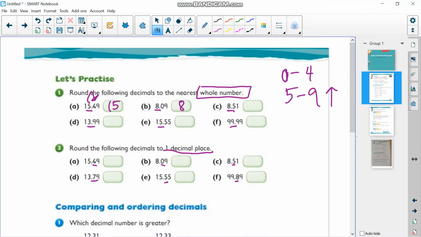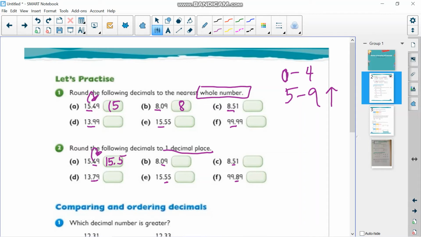Okay, so let's answer letter A. 15.49 or 15 and 49 hundredths. So next number to 4 is 9. So based on the rule, we have to round up. So 4 will become 5. So let's write 15 and 4 will become 5.